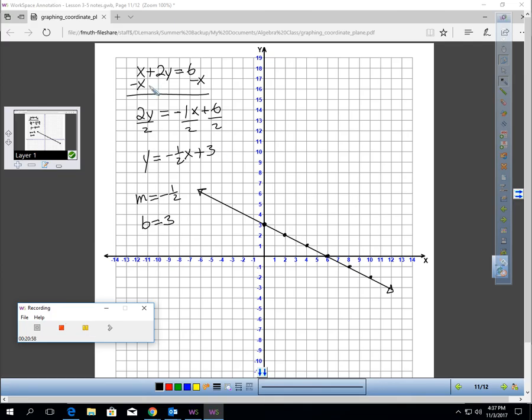For this next one, again, standard form. I can't have standard form. I need slope-intercept form. Take away x. So I have 2y equals negative 1x plus the 6. Divide everything by 2. That's my slope-intercept form. Do you notice how my y-intercept's a 3, which is here, and my slope is negative 1/2. That means go down 1, right 2, down 1, right 2. Can you see a pattern of down 1, right 2? And there's your line.